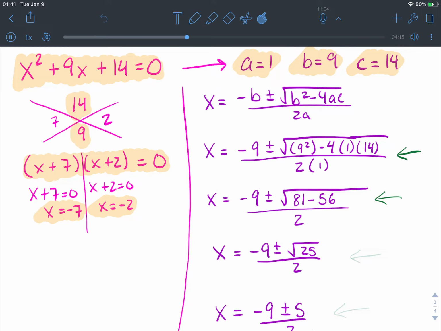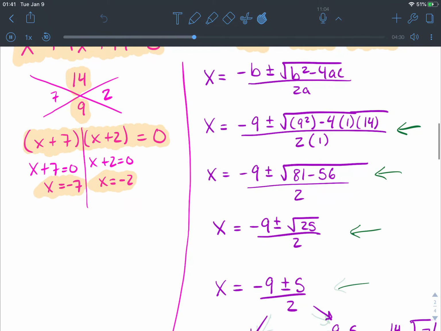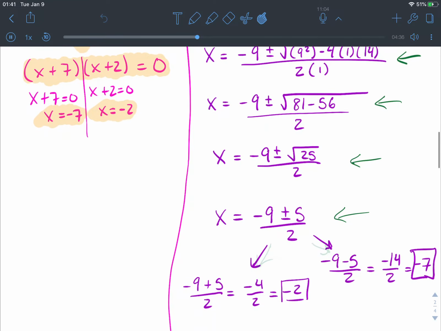And don't forget that you're subtracting the 56. The negative 9 stays the same. The 2 stays the same. And 81 minus 56 is 25. So then the square root of 25 is 5. So we're left here, and we have to do negative 9 plus 5 and negative 9 minus 5. So that's why we have these two arrows. And we get our two answers, which are negative 2 and negative 7.